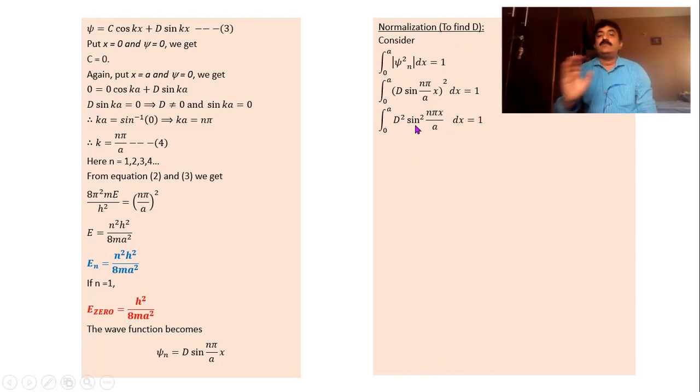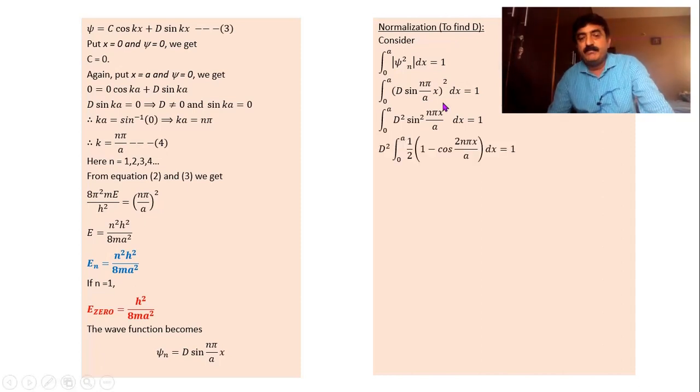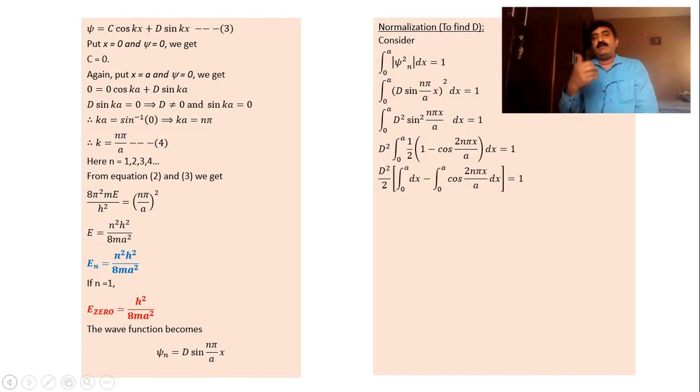Now you know sin square theta is equal to 1 minus cos 2 theta by 2. I use the trigonometric identity. Meanwhile I take D square outside. 1 minus cos 2 theta, this whole thing divided by 2, into dx is equal to 1. If you want, you can pause this video and simplify this derivation. It is a PUC level problem. It is a simple integration. Anyway, I will do it for you.